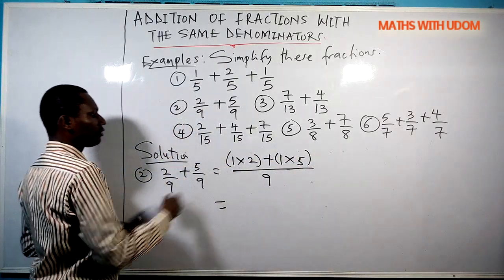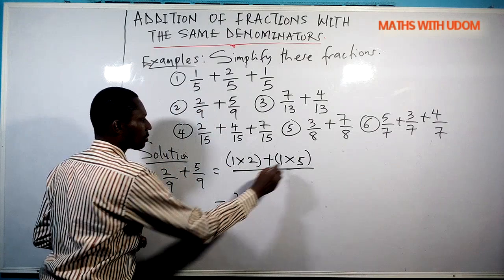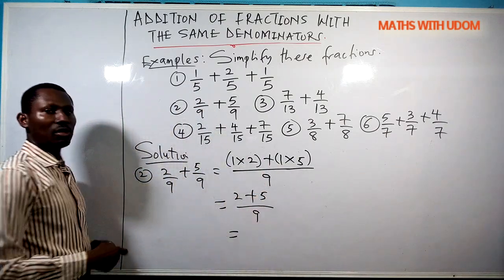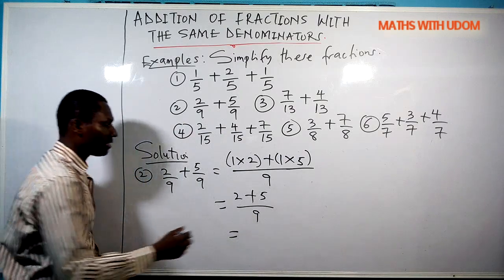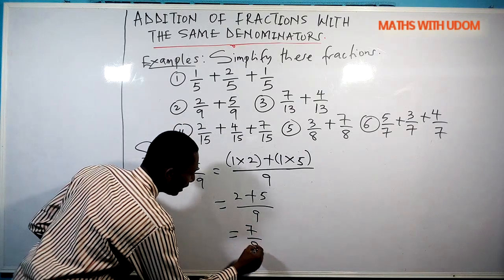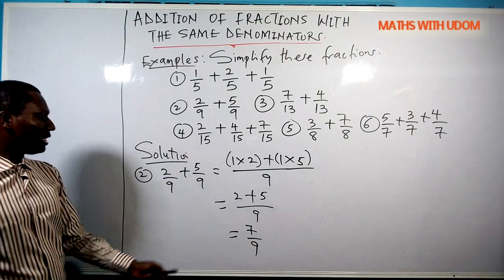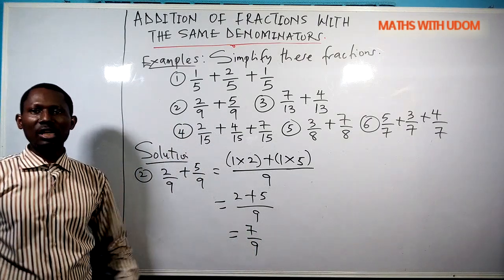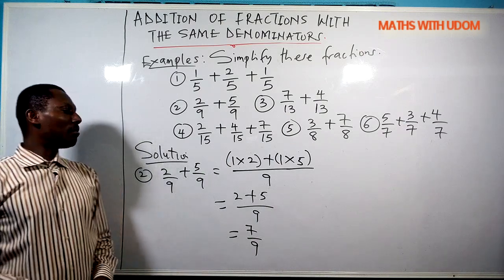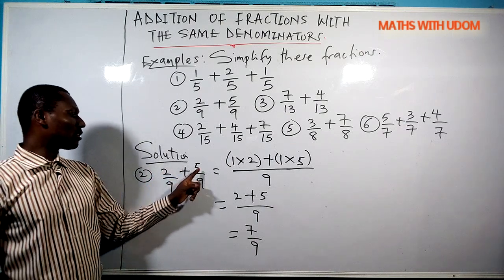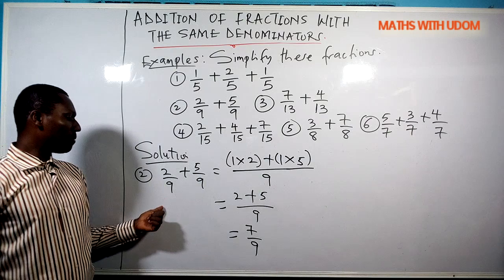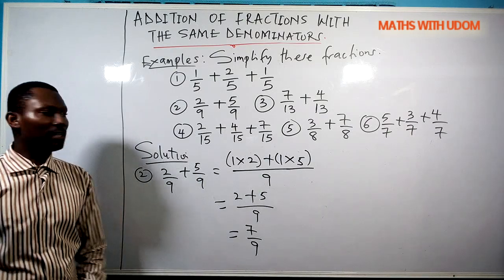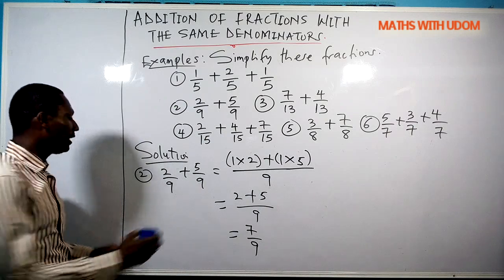So if you work this out, 1 times 2 is 2, plus 1 times 5 is 5. Everything divided by 9. If you add your numerators, 2 plus 5, you get 7. So 7 divided by 9. So this is a proper fraction, so you cannot simplify further. So you leave your answer this way. Method 2 is that you add your numerators together, which gives us 7. Place your result over the denominator, so you get the same result. Is that okay? Let's move to example 3.